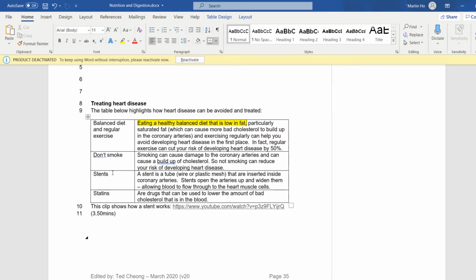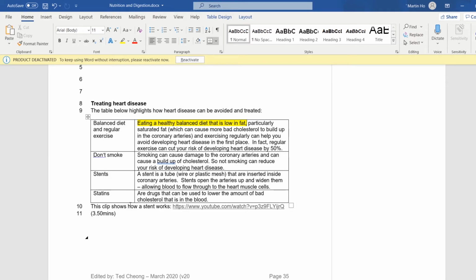The last two ways to treat heart disease are medical procedures or medications that can help you prevent heart disease if you have genetic factors. Stents are a tube made of wire or plastic mesh that are inserted inside of your coronary arteries. This requires surgery, and the stents open up the arteries and widen them, allowing blood to flow through the heart muscles. Think of artificially opening up your arteries so that blood will then be able to flow. Lastly, statins are drugs that can be used to lower the amount of cholesterol in the blood.